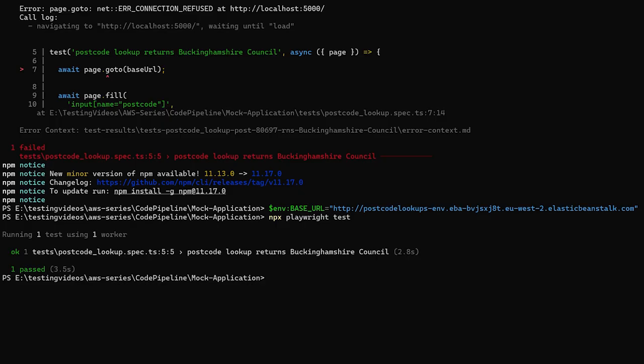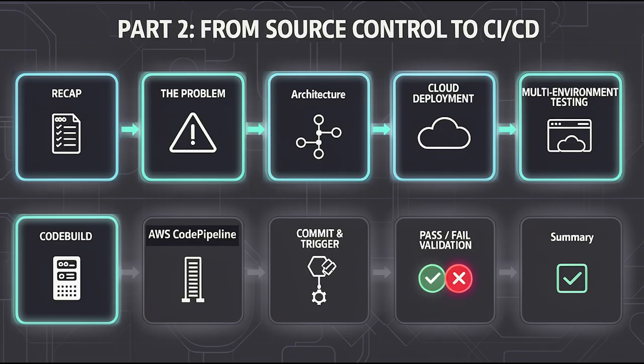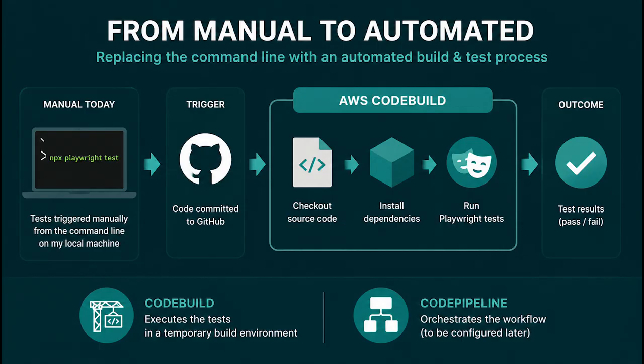So our application is now running in the cloud, and we can see that our existing Playwright test can successfully execute against it. The problem is that I'm still triggering that test manually from the command line on my local machine. What we're aiming for is for the test to run automatically whenever new code is committed into GitHub without any manual intervention. So that's where we need to look at AWS CodeBuild.